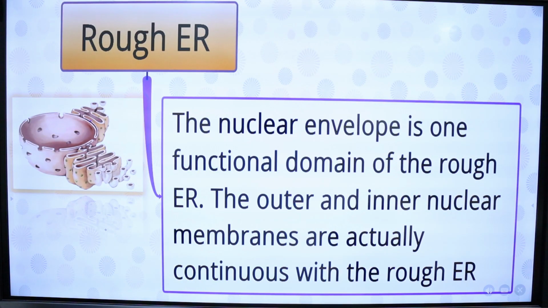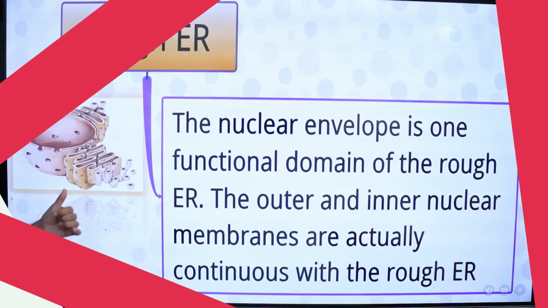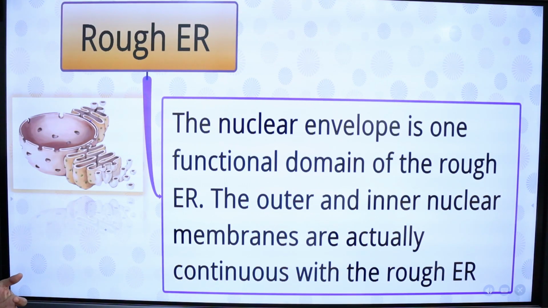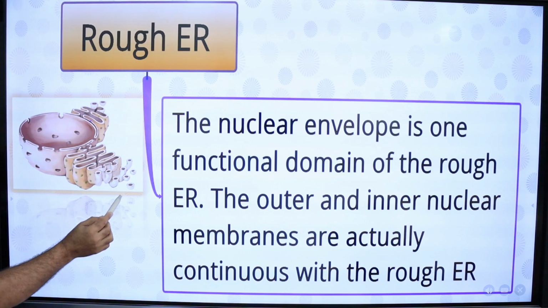The nuclear envelope is one of the functional domains of the rough endoplasmic reticulum. Why? Because the outer and inner nuclear membranes are actually continuous with the endoplasmic reticulum. That is why the nuclear membrane is one of the functional domains of the rough endoplasmic reticulum. In the case of rough endoplasmic reticulum, ribosomes are attached to the cytosolic surface, and ribosomes are also attached to the outer nuclear membrane.